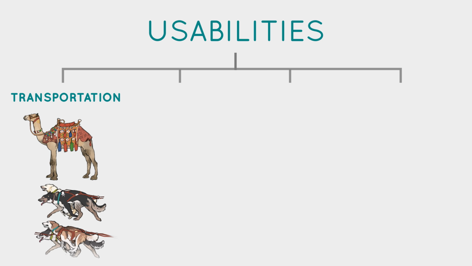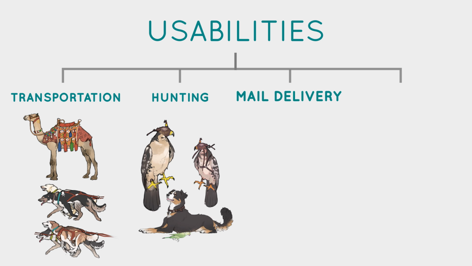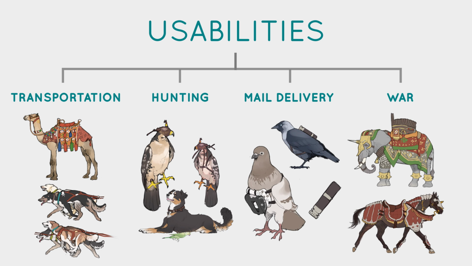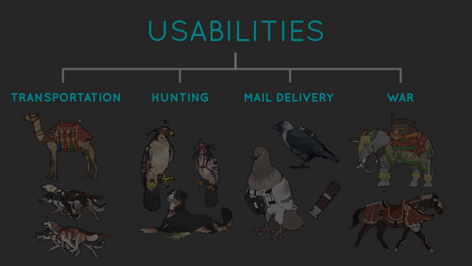Let's look at the usabilities. I also chose 4: transportation, hunting, mail delivery, and war. When we look at transportation, it is important to note that there always needs to be a comfortable spot for a human, be this a saddle, like we have on a camel, or a sled for the dogs. There also needs to be a way of communication in direction and speed. In this case, those are the reins.